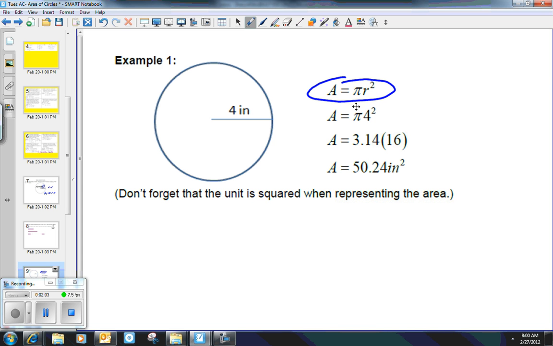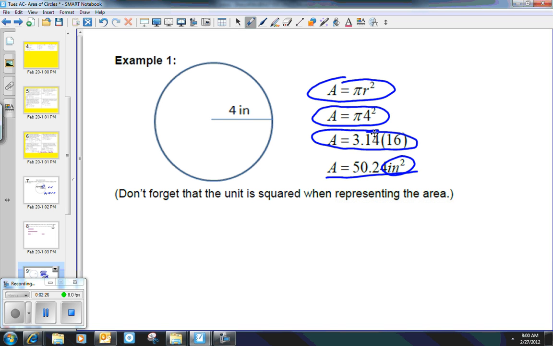Next, you're going to fill in the formula with the numbers that you know. So here's where they filled in the first number with the radius of 4. And then they solved that 4 squared, or 4 times 4 is 16. And then they filled in pi here. Okay? And then finally they multiply 3.14 times 16 to get 50.24 inches squared.